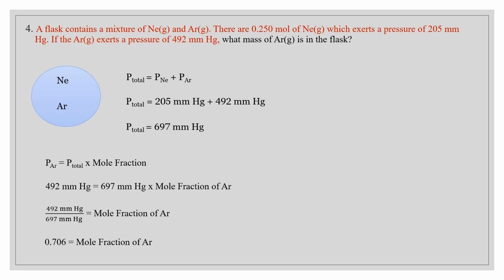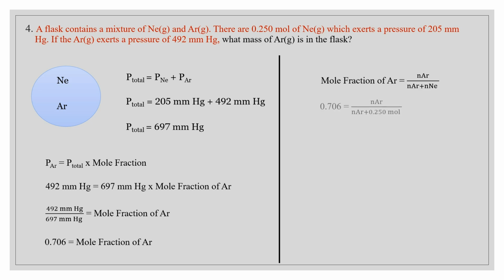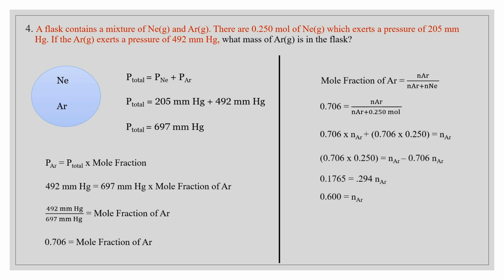Now let's see the meaning of mole fraction. Mole fraction is moles of argon divided by the total number of moles in the gas mixture, that is argon moles plus neon moles. We already know the number of moles of neon present in the flask, 0.250 moles, and we know the mole fraction of argon. So let's apply the values to find the number of moles of argon present in the flask. After you solve this, you get the number of moles of argon is equal to 0.600 moles.